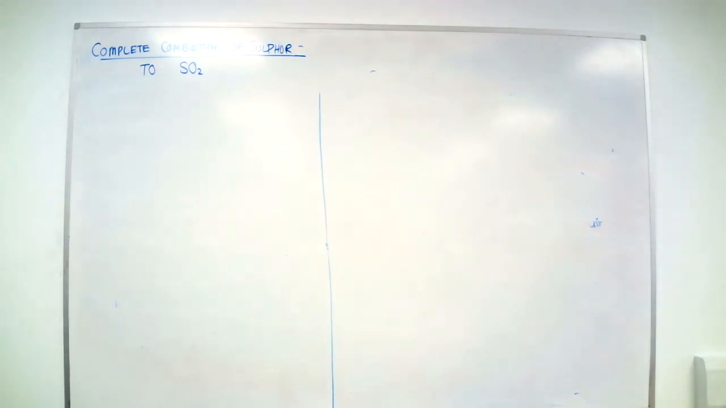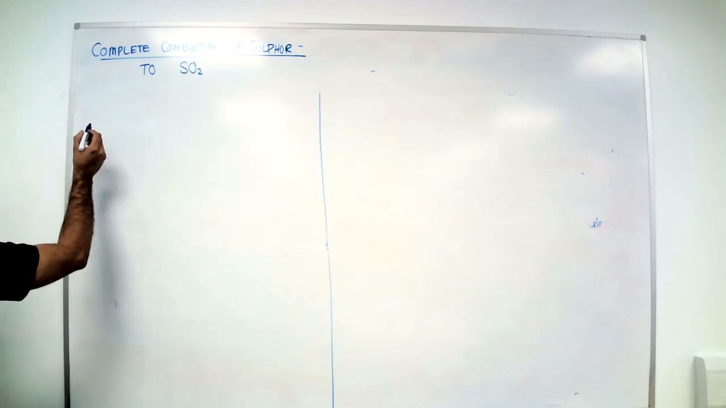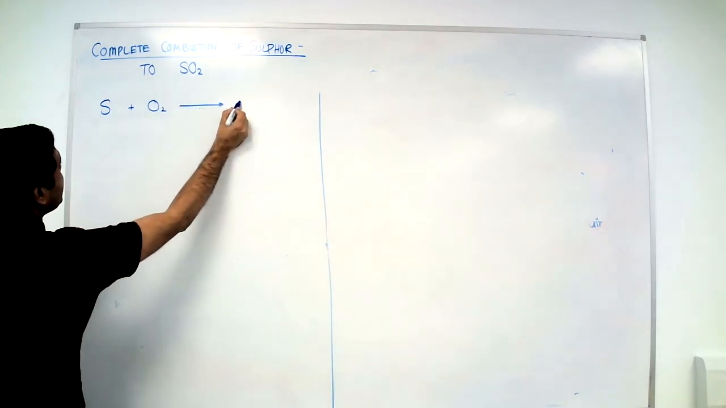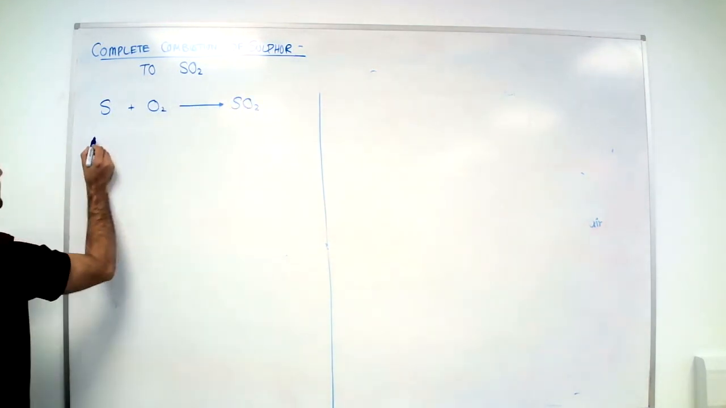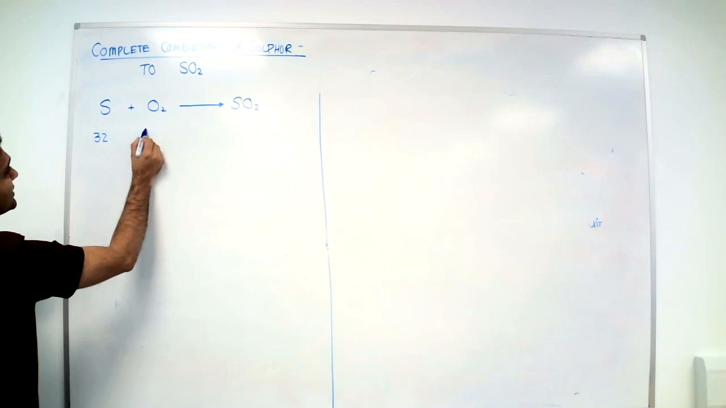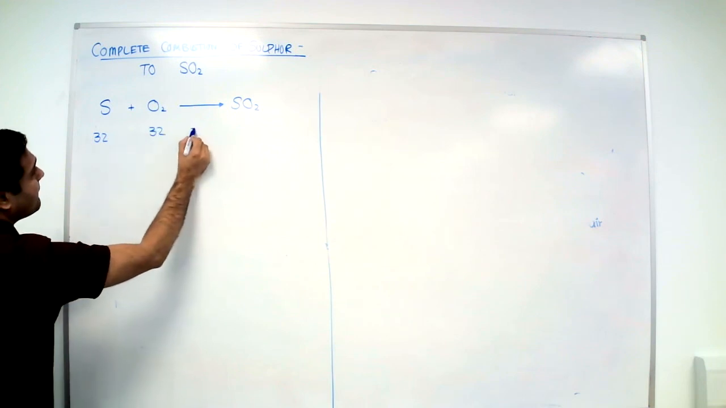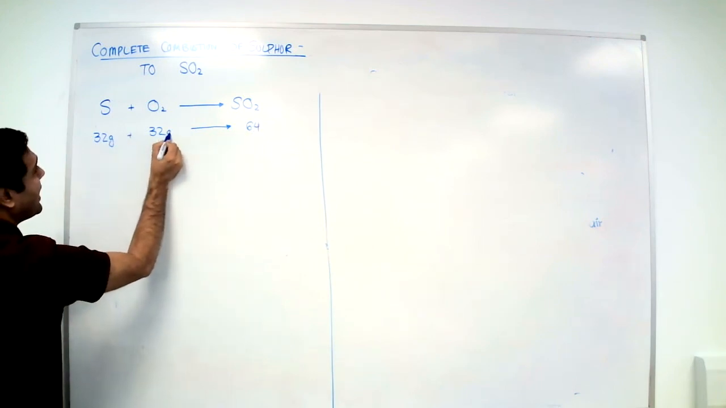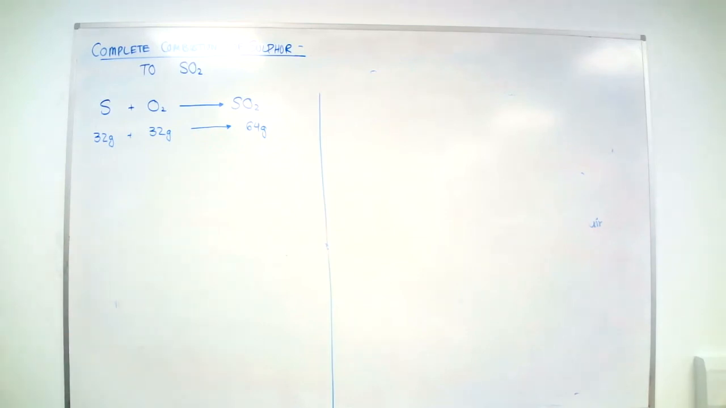Okay, now let's say we look into complete combustion of sulfur to sulfur dioxide. The reaction is sulfur plus oxygen will give you sulfur dioxide. Now sulfur is 32, and this is 2 times 16, which is again 32, and that will give you 64. So if I do that in grams, kilograms, doesn't matter, 32 grams of sulfur needs 32 grams of oxygen gas, and it will produce 64 grams of sulfur dioxide.